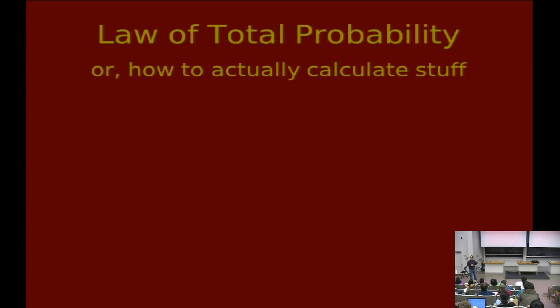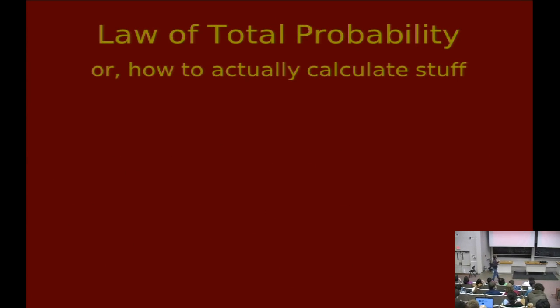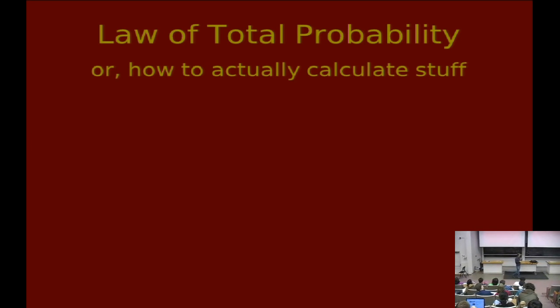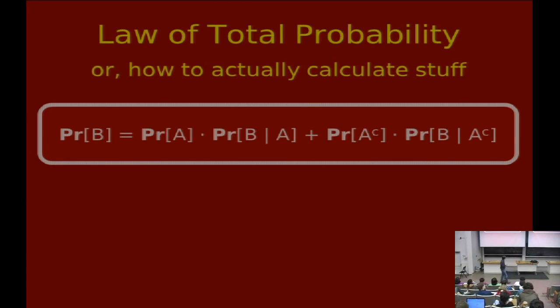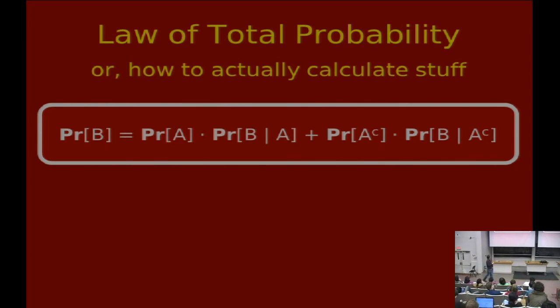I come to another important formula. And as I said, sorry, there's a lot of formulas and stuff. This one is sometimes called the law of total probability. And it's really like the workhorse formula, the way by which you typically actually calculate stuff when you have a probability problem. It looks a little bit long. But again, I kind of remember it with a sentence.